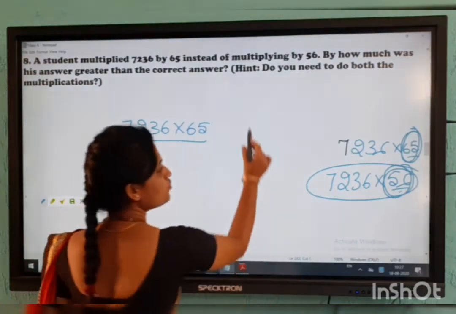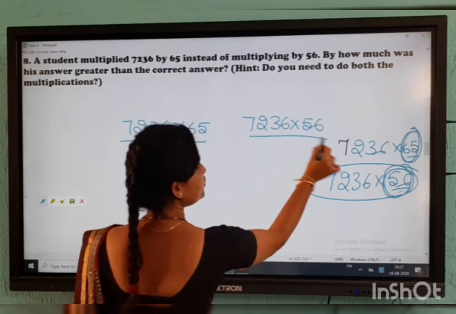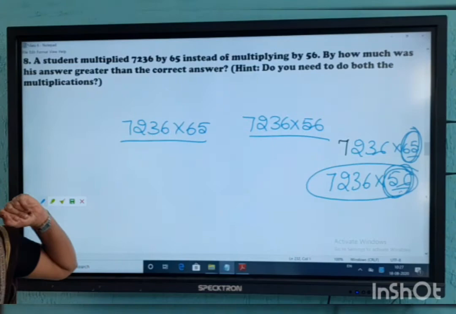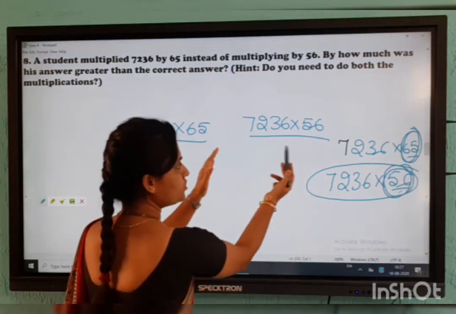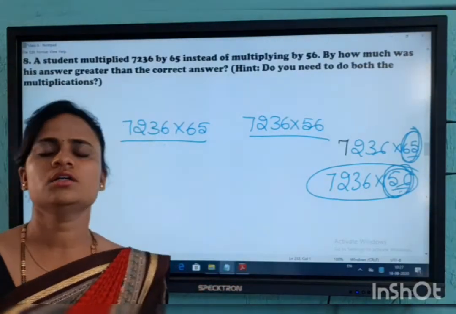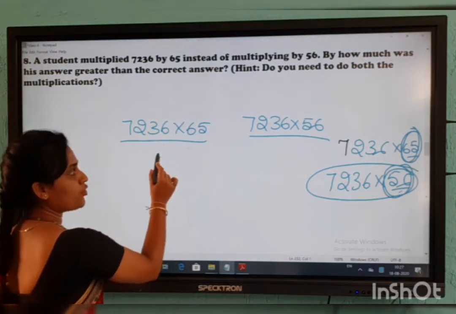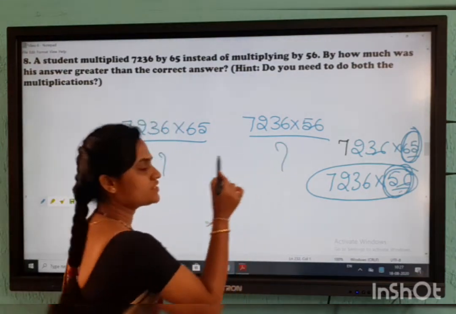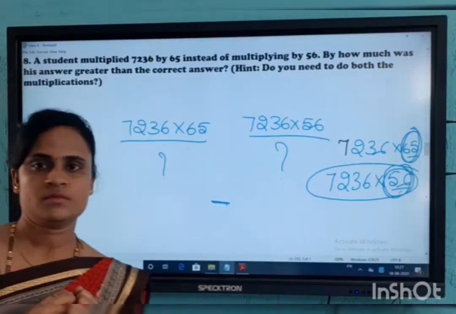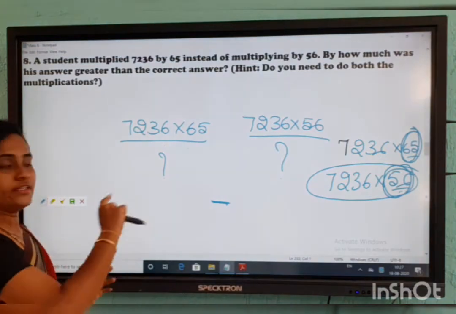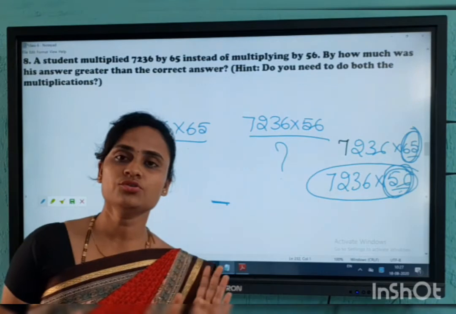But the question was to do what, children? 7236 times 56. Question was to do multiplication of that number. But she has done this number. You should find the multiplication for these two numbers also and calculate the differences. No. There are two methods you can do. Either you can find the product of this number and product of this number. That is one method. But the easiest method is no need to do both the multiplications.